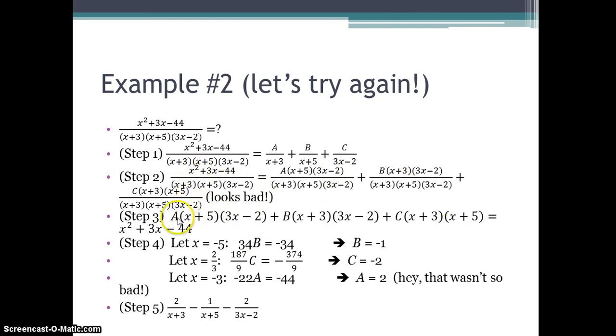Now we just have to worry about making sure our numerator matches. So all of this, A times (x plus 5) times (3x minus 2) plus B times (x plus 3) times (3x minus 2) plus C times (x plus 3) times (x plus 5) has to match this numerator of x squared plus 3x minus 44.